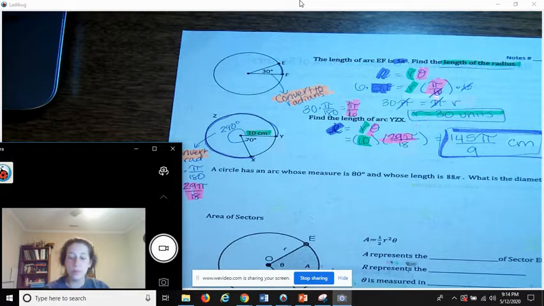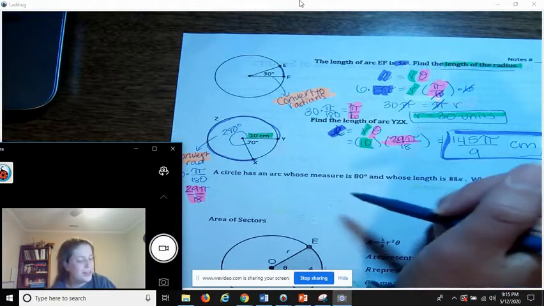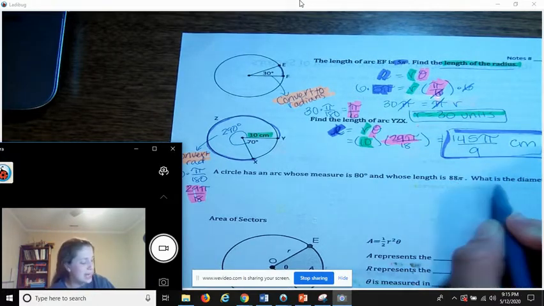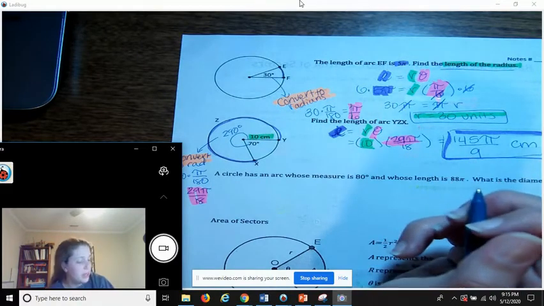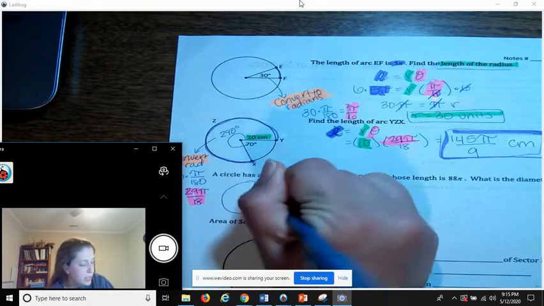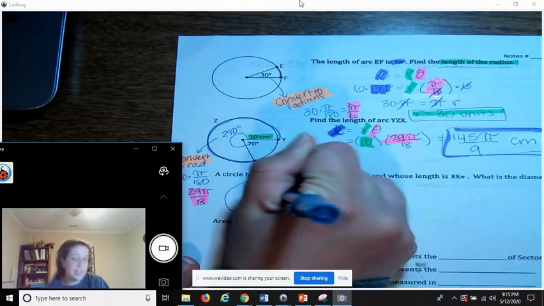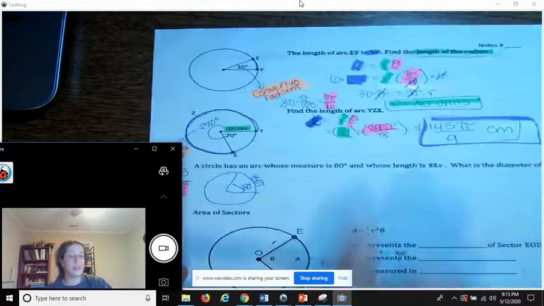Let's see. One more thing, and then we're going to cut this video off and do area of sectors. A circle has an arc whose measure is 80 degrees and a length is 88 pi. What is the diameter? So its angle measurement is 80 degrees, its length is 88 pi. So we're given the purple piece in this case. Our goal is to find the radius because if we find the radius, we can convert to diameter.